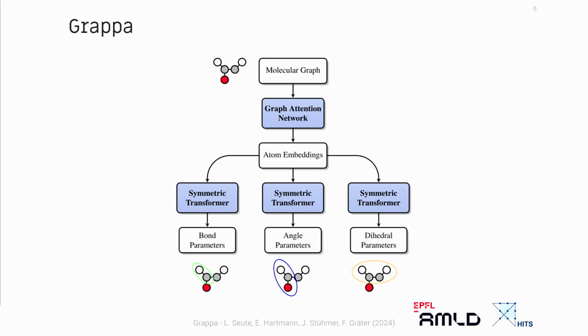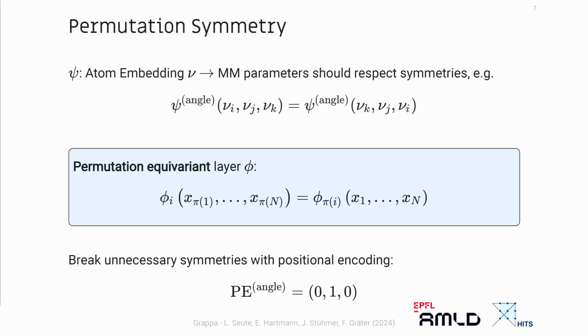The model that we designed for this we call a symmetric transformer. Now, why is symmetry important here? This map psi from atom embeddings, which we call nu here, to MM parameters should have certain symmetries that are given by physics. If you look at a single angle, then it should not matter when you permute the outer atoms. It's the same subgraph, so the energy contribution should be the same. So this symmetric transformer model should automatically have the symmetry that if you permute the outer atoms, the output will be the same.